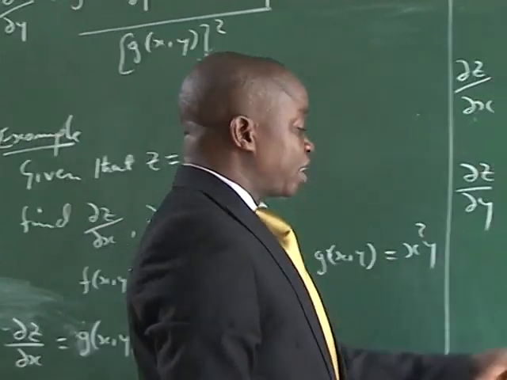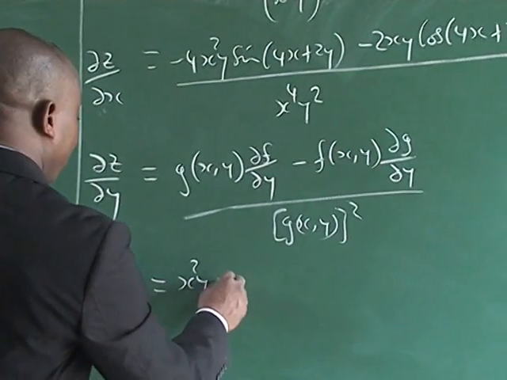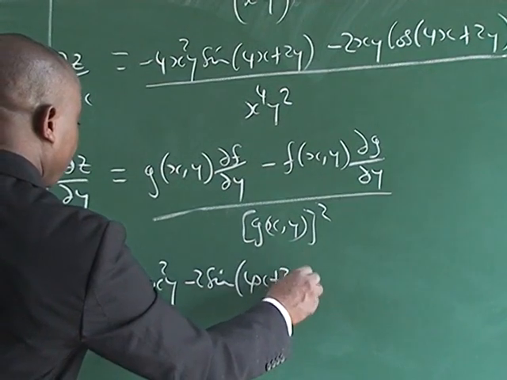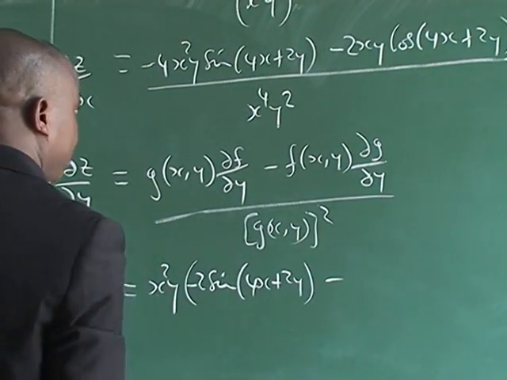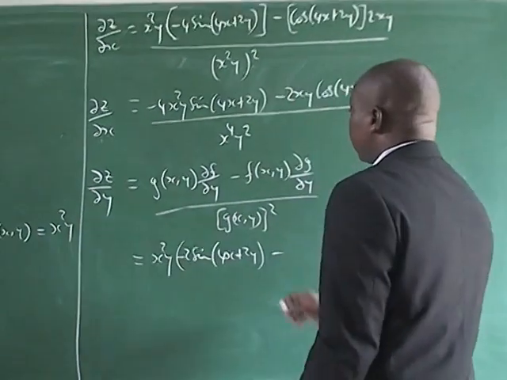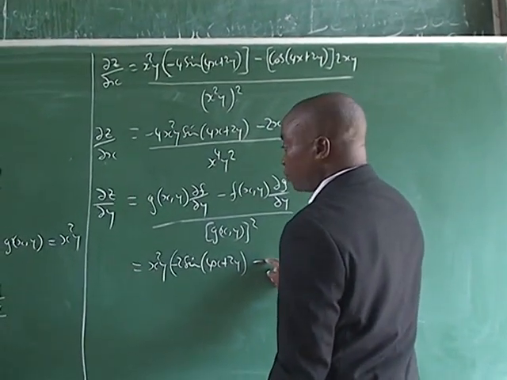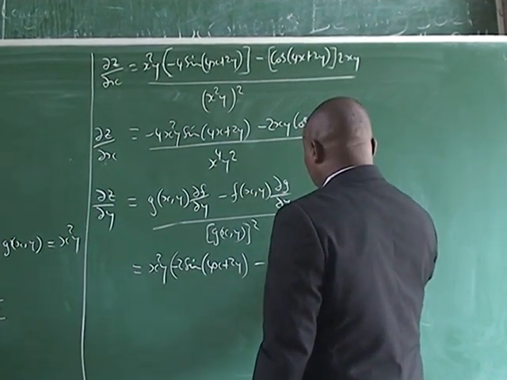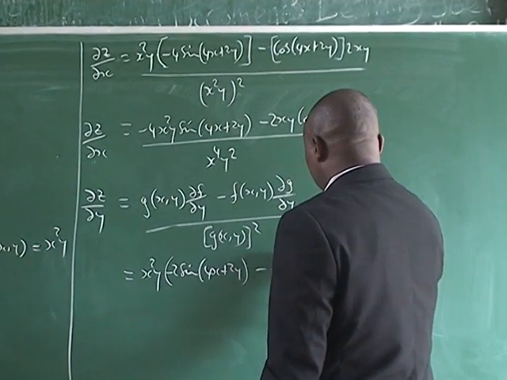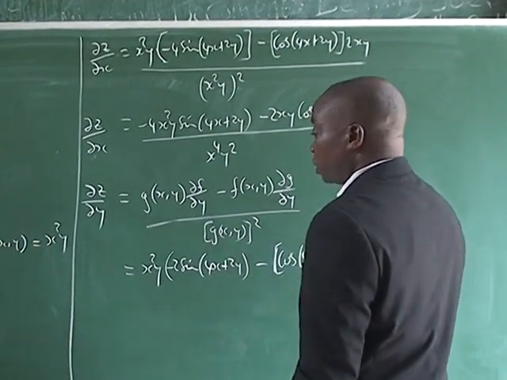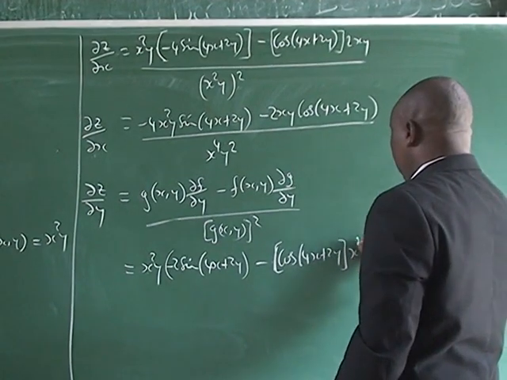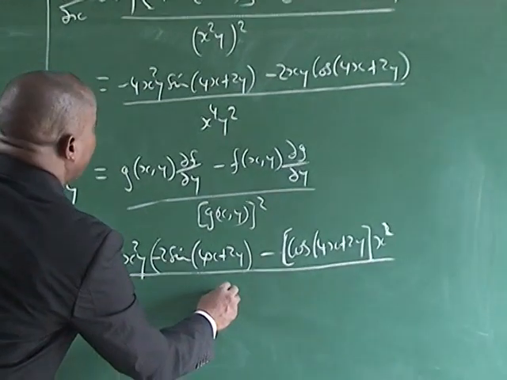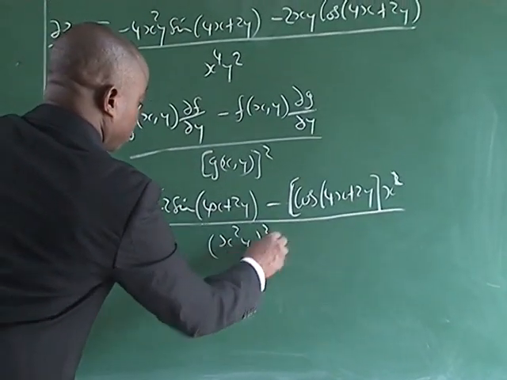So I'm keeping g of x y. I have to differentiate this. So I have minus 2 sine 4x plus 2y, minus, then f of xy is giving me cos 4x plus 2y, then differentiating the downside of half x squared over x squared y squared.